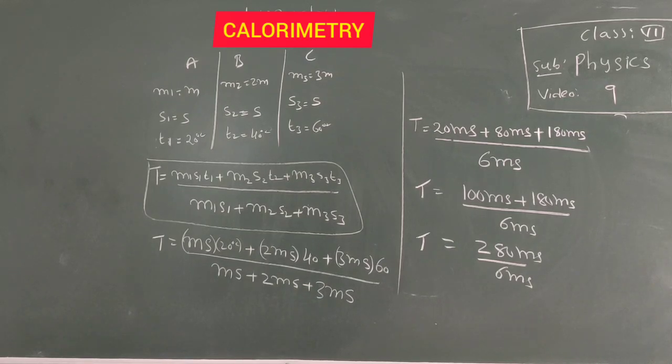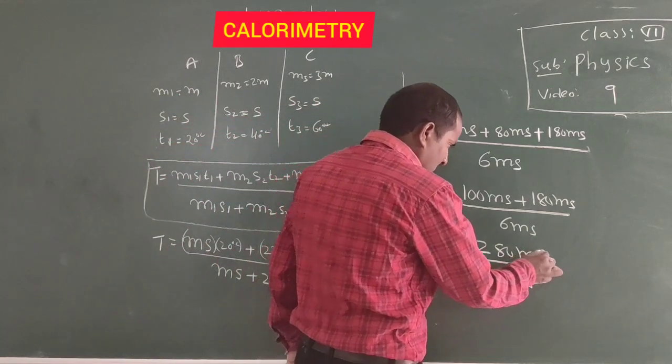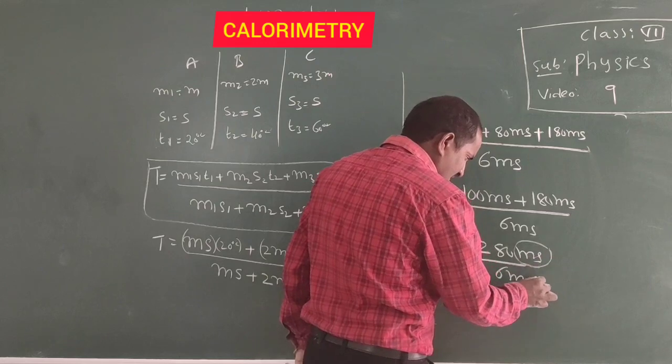Listen. So MS into 20 is 20 MS plus 2 MS into 40, 80 MS, plus 3 MS into 60, that is equal to 180 MS. So MS plus 2 MS plus 3 MS, that is equal to 6 MS. So 20 MS plus 80 MS, that is equal to 100 MS. 100 MS plus 180 MS, that is equal to 280 MS by 6 MS. So here MS we cancel.